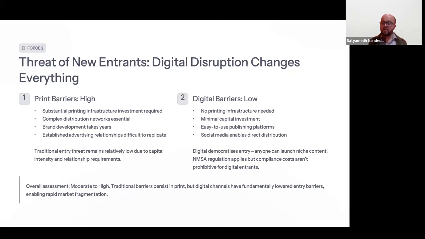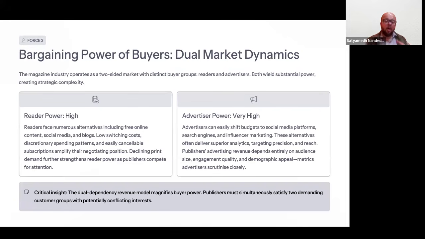The capital investment is also minimal, and social media enables direct distribution, something which even we are benefiting from in our lives also. Right. So I would say that the overall assessment is moderate to high. Traditional barriers are there in the print market, but not so much in the digital market.